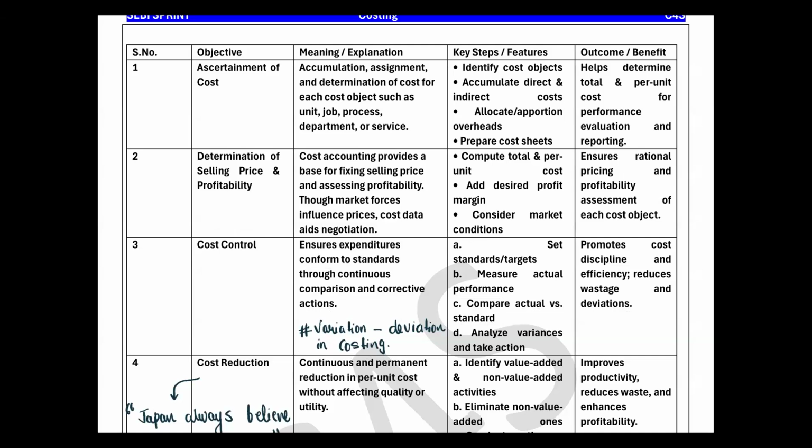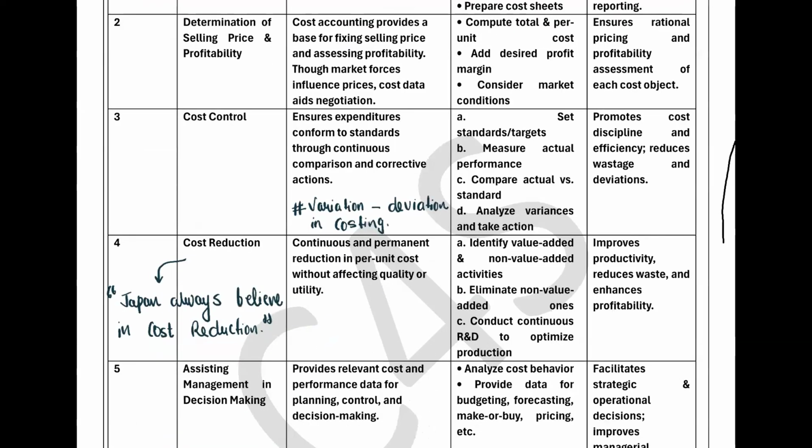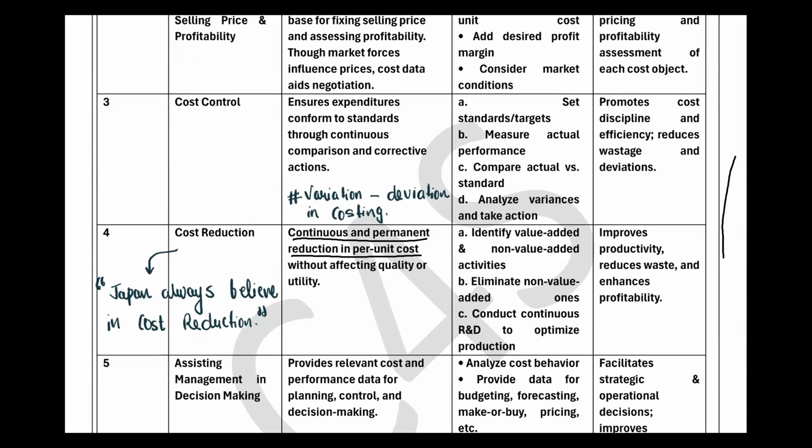Now what is cost reduction? Cost reduction talks about the continuous and permanent reduction in per unit cost without affecting the quality and utility. Japan is a very good example, because the Japanese believe in reducing the cost. They have an ideology that in everything we can reduce the cost. At minimum cost we can make anything.